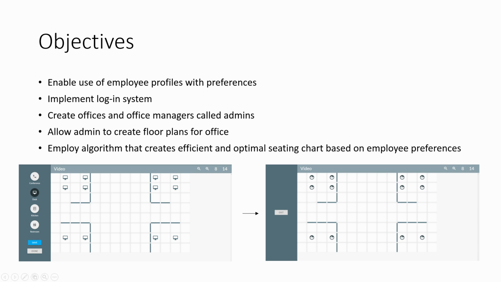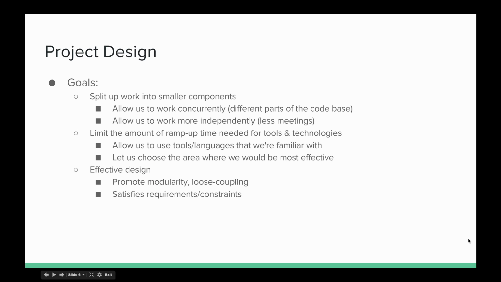Employees should be able to create profiles to add their preferences. Thus, a login system needed to be implemented to allow them to register with the application. The system needed to implement offices and office managers so that they could create floor plans for an office. By using the office employees, their preferences, and the seats in the floor plan, the resulting seating chart should run quickly and seat employees in such a way that it optimizes employee satisfaction by meeting as many employee preferences as possible.